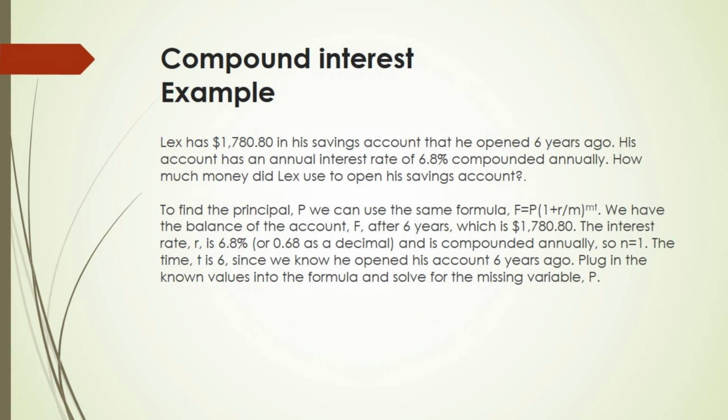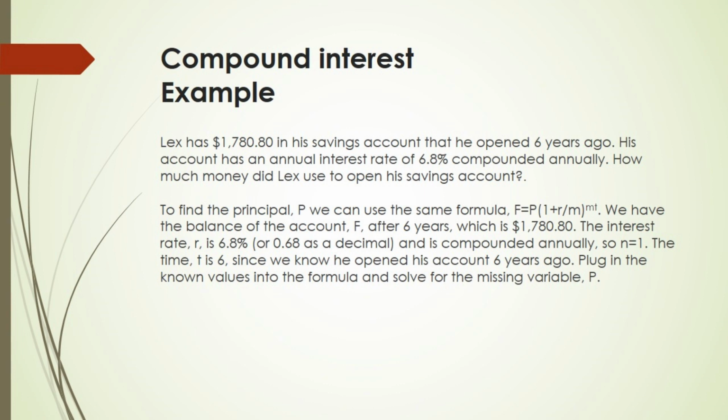Let us have another example. Lex has $1,780.80 in his savings account that he opened 6 years ago. His account has an annual interest of 6.8% compounded annually. How much money did Lex use to open his savings account?